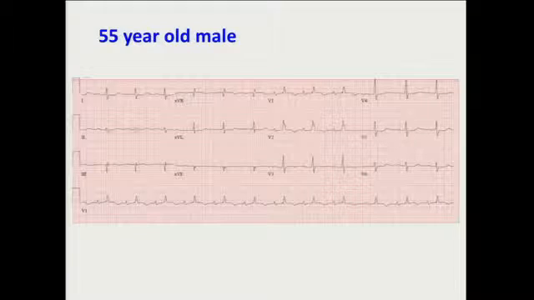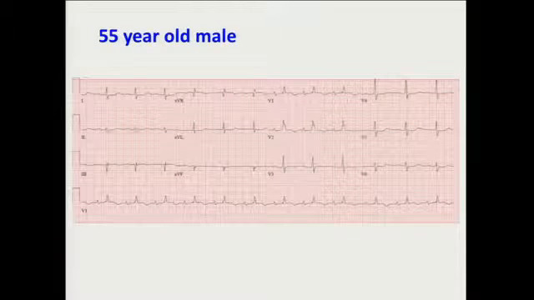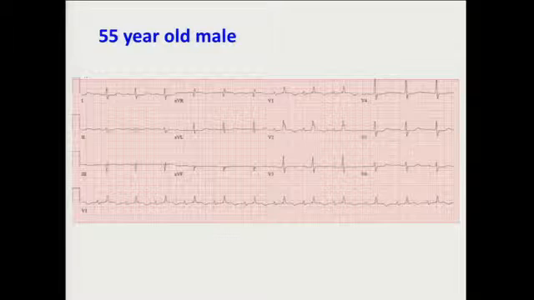This gentleman's EKG did not show low voltage, but I would say he has relative low voltage. So based on what we would expect for someone with, let's say, hypertrophic cardiomyopathy or hypertension, this voltage is lower, and he ended up getting biopsied and had AL amyloid.